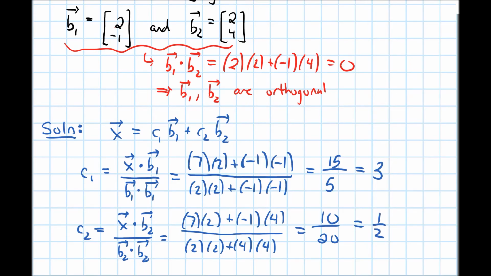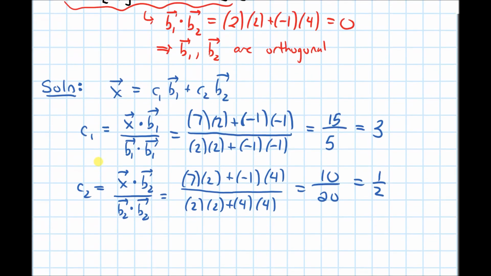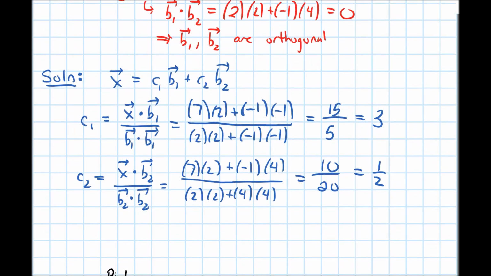Okay, so at this point, we actually have both of these weights, both of these coefficients. What this tells us is that the vector 7, negative 1 equals 3 times b1, and b1 was 2, negative 1, plus the next coefficient, 1/2, times the next vector, b2, which was 2, 4.